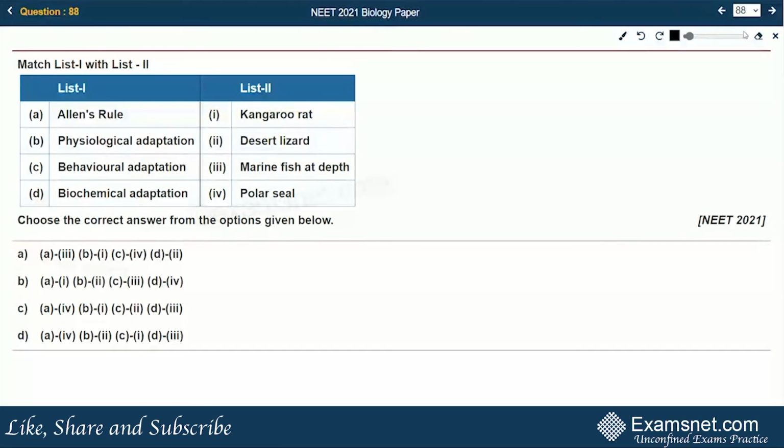Now question number 88 is from the chapter Organisms and Populations, class 12, and here we have to match list 1 with the correct option in list 2. So the first one is Allen's rule. What do you mean by Allen's rule? It is related to the adaptation of animals in cold climates. Okay. So according to this rule, the animals that are adapted to cold climate have compact body parts. For example, certain body parts will be shorter and thicker so as to minimize the heat loss.